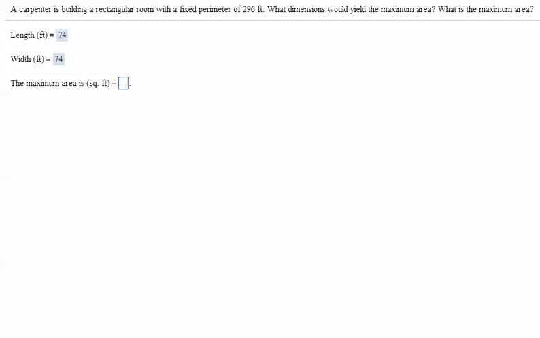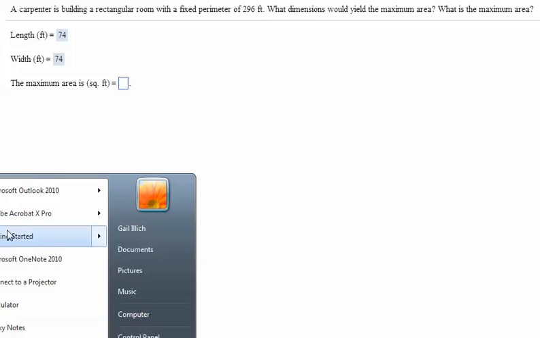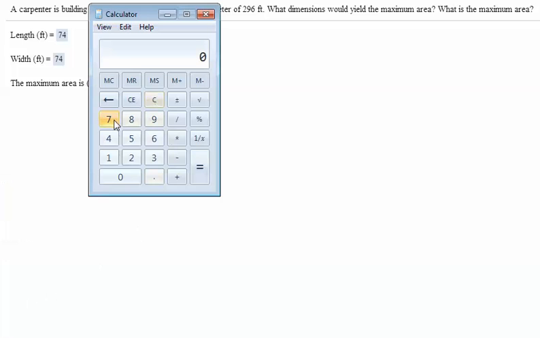And then we have to figure out what 74 squared is. I'm going to need a little calculator. So we'll do 74 times 74. We get 5,476. And we can check that answer. And there you go. I hope that helps.